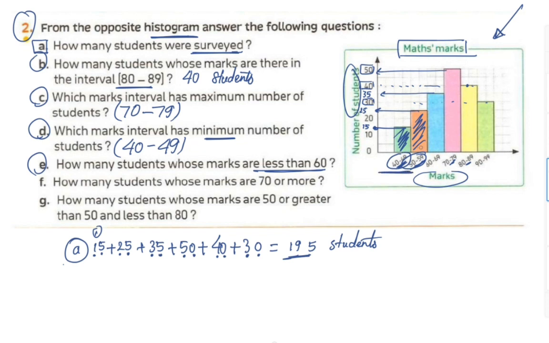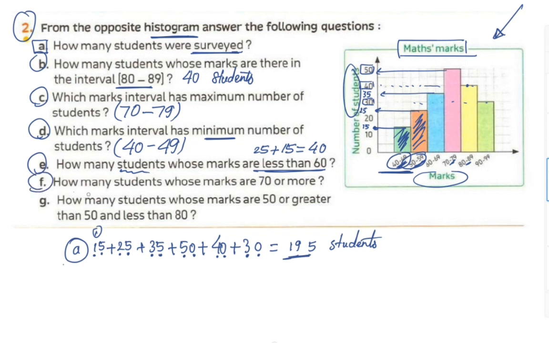So we have the first interval here, 25, plus this interval, 15. That's equal to what? That's equal to 40 students. This is the number of students less than 60.